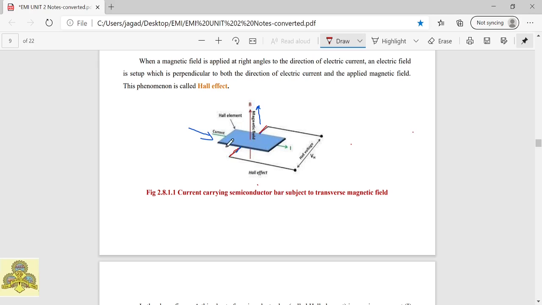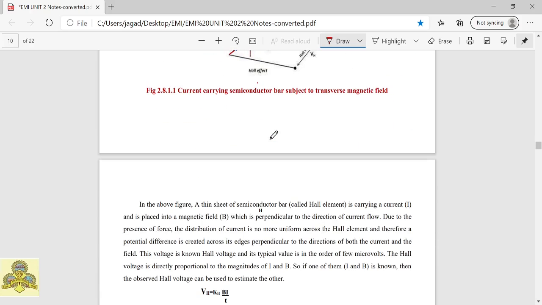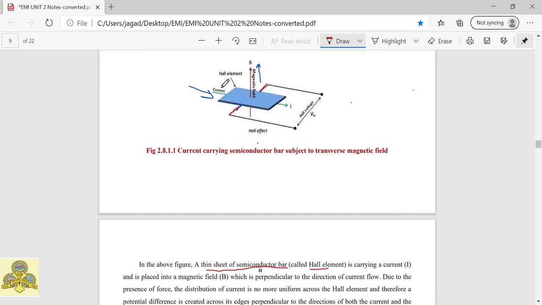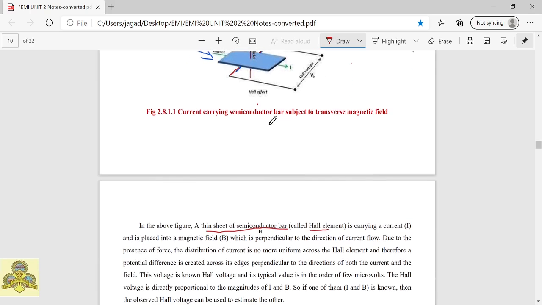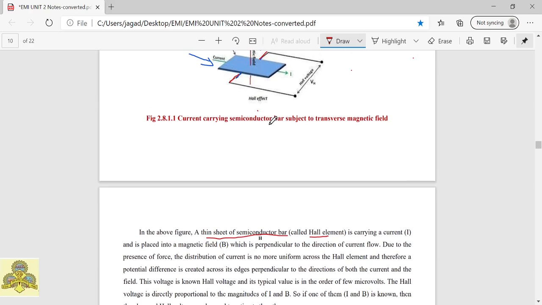And this plate is a semiconductor plate and this element is called a Hall element. You can see here, this is called Hall element. So the thin sheet of semiconductor bar is the Hall element. So the blue color plate, whatever I said, that is the thin semiconductor plate, also known as a Hall element. Okay, and the voltage produced here at the edges of this Hall element is in terms of microvolts.